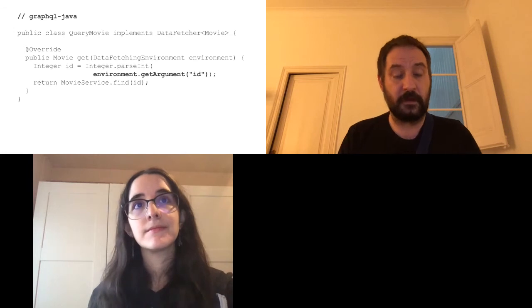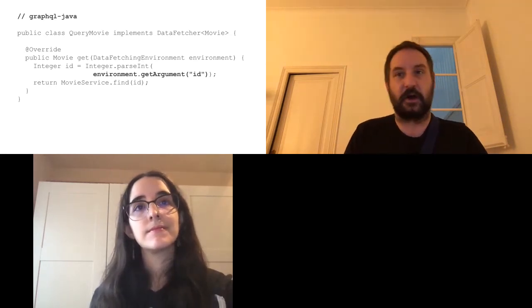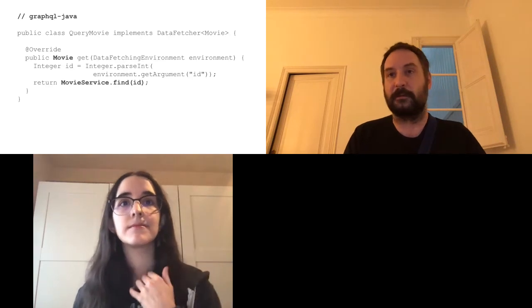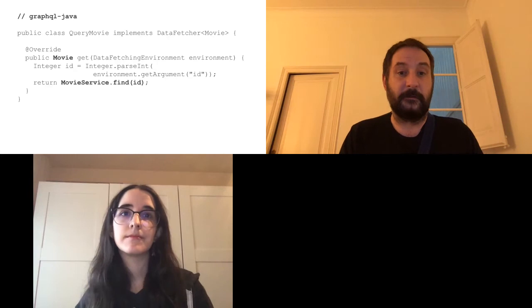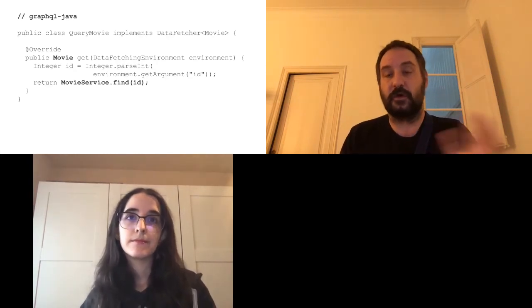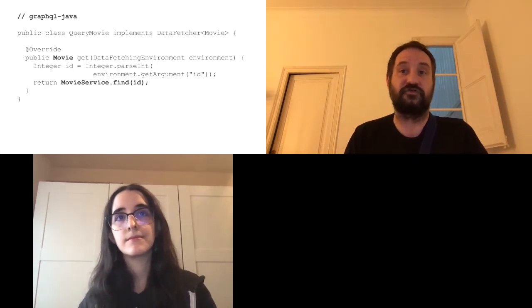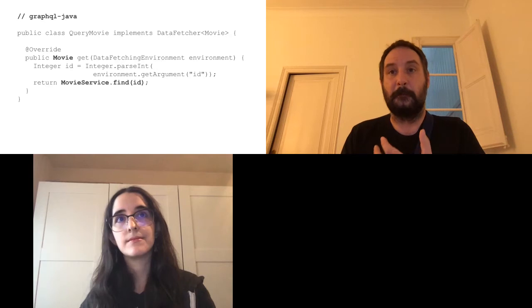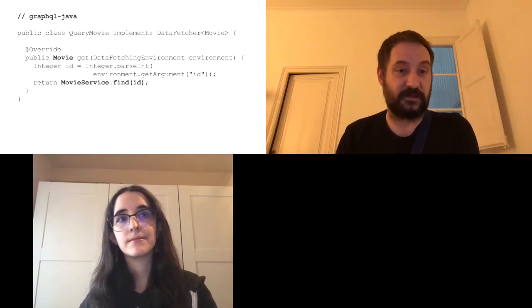And then once we have that ID, in this case, we're just delegating off to a service that knows how to look up our movie class and return an object of the type movie to us. Now, you'll notice that this doesn't say anything about JSON. This doesn't know about those pieces. That's taken care of transparently when we follow those standard Java object shapes by the GraphQL library itself. We don't have to do anything fancy.